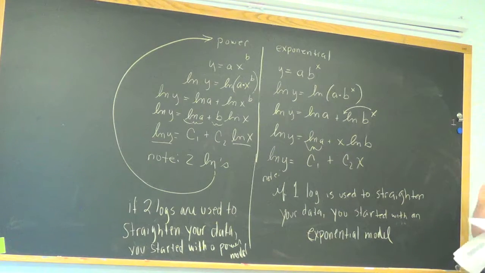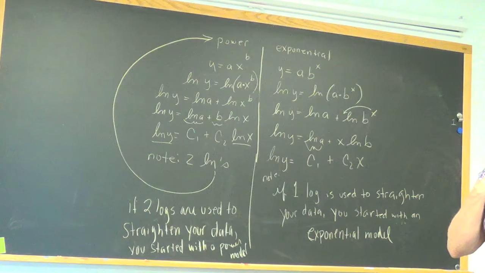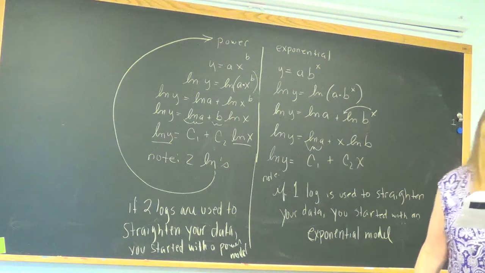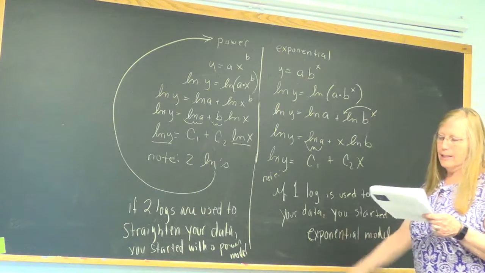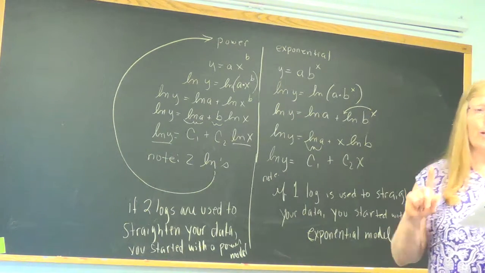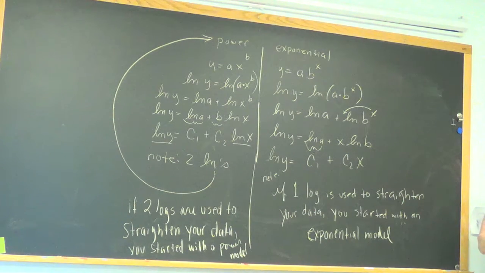All right, let's flip over to the next one where we have a star, and that was the one you had to do for homework last night. It's explain why it would be reasonable to use an exponential model to describe the relationship between the two variables. So the answer is identical, because once again, we only used 1 log to straighten that data. So the exponential model is correct because we only used 1 log to straighten that data. You okay with that?